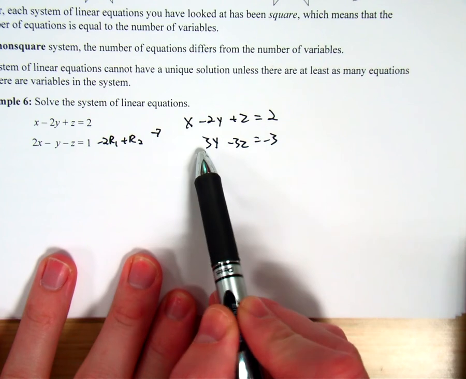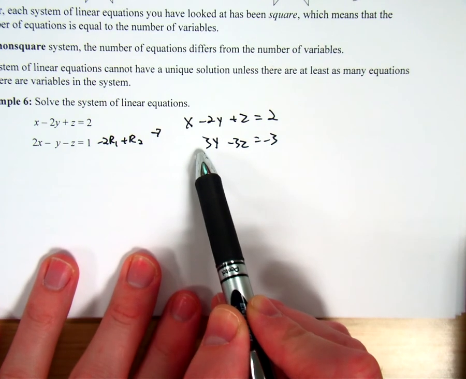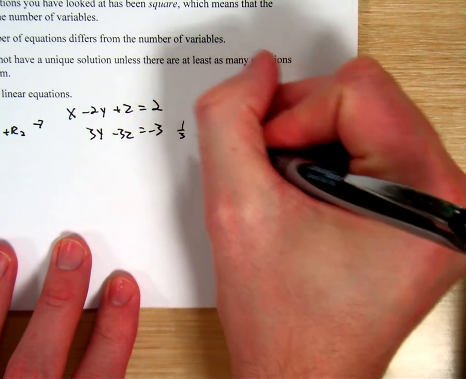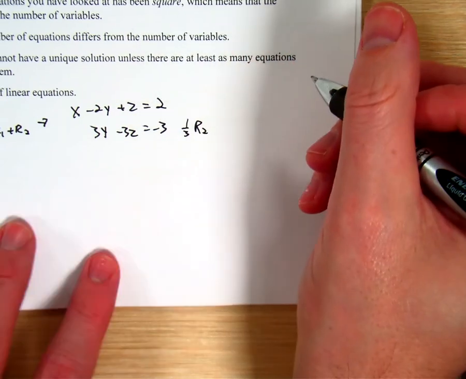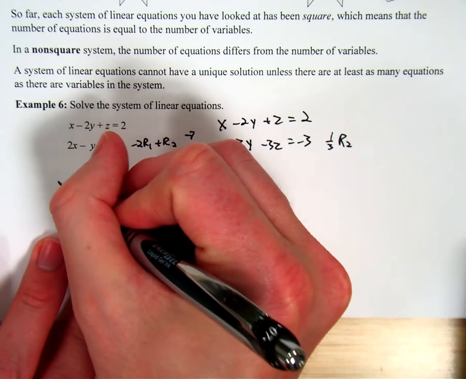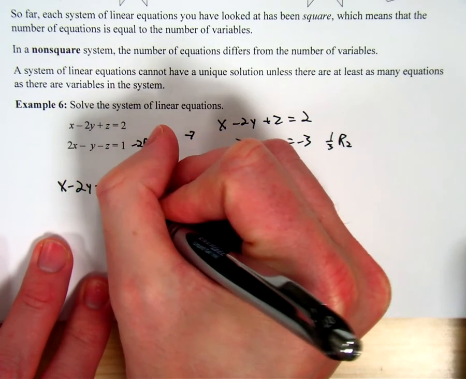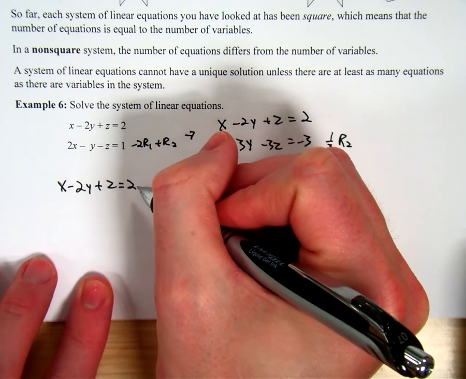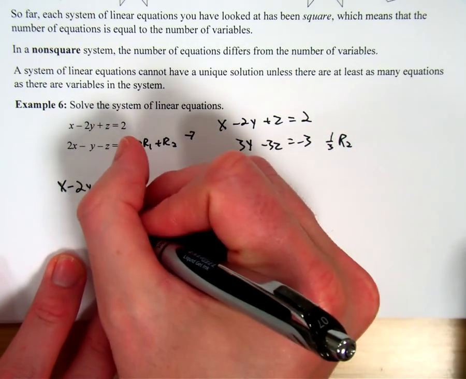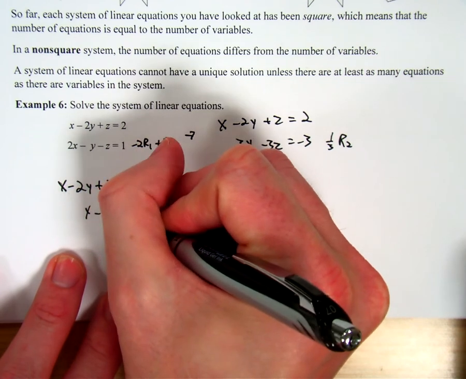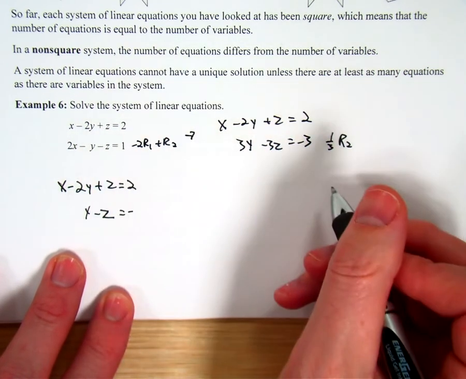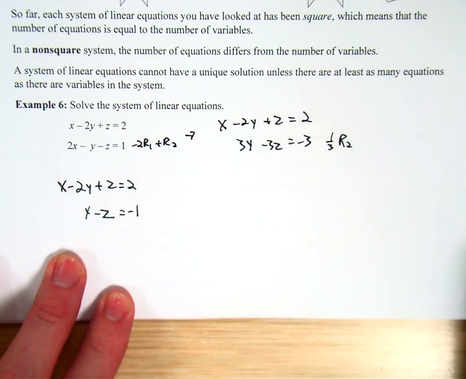Okay, we want to have just y here. And luckily for us, these are all divisible by 3, so we're going to multiply row 2 by 1/3. And I'm going to bring this back down here onto the left-hand side so we'll have more room. So on the top, we got x minus 2y plus z equals 2. And then we had times 1/3, we'll have 1y minus z equals negative 1.